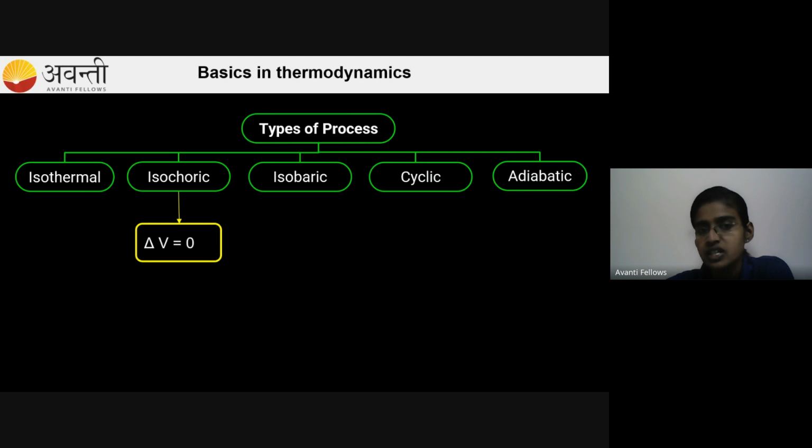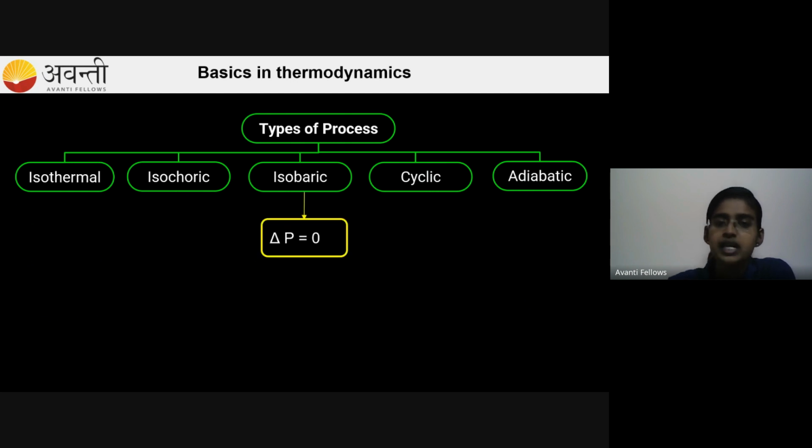So delta B is 0. And the third process is isobaric. Baric means pressure, so pressure is constant. So delta P is equal to 0.